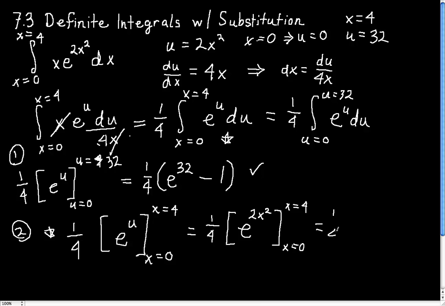So I get 1/4. And what do I get for the first one? Well, I get x equals 4, so x squared is 16 times 2 is 32. So I get e to the 32. And then minus this function evaluated at the lower endpoint, or the left endpoint, which is x equals 0, so I get e to the 2 times 0 squared, which is e to the 0, which is 1. So I get the same answer both ways. It's just a matter of personal preference of how you would do this. And that concludes our video.